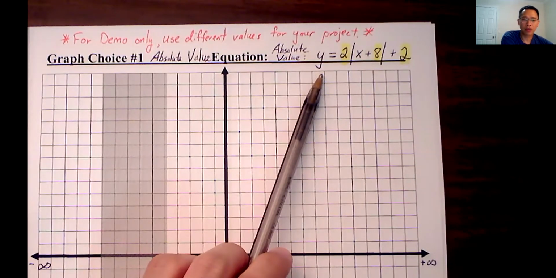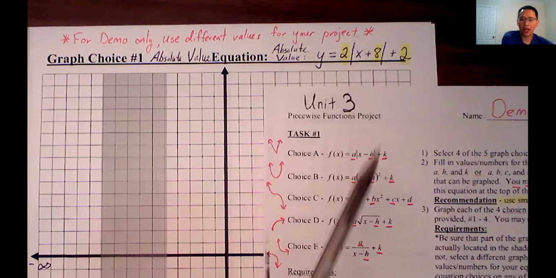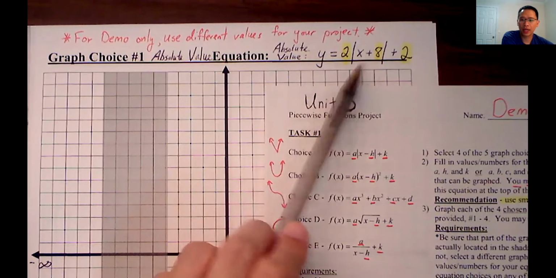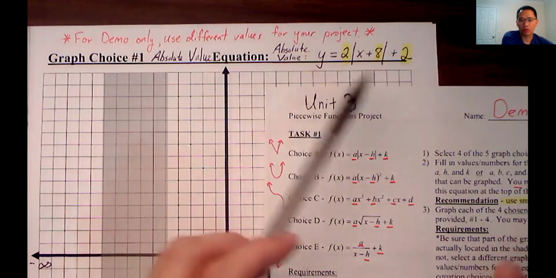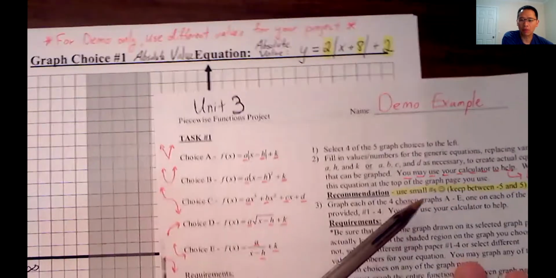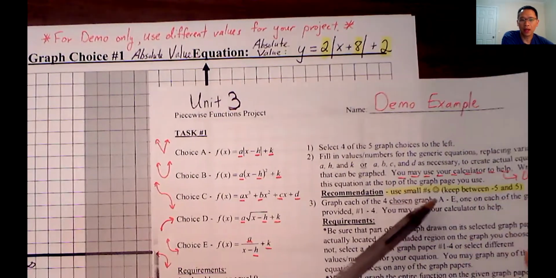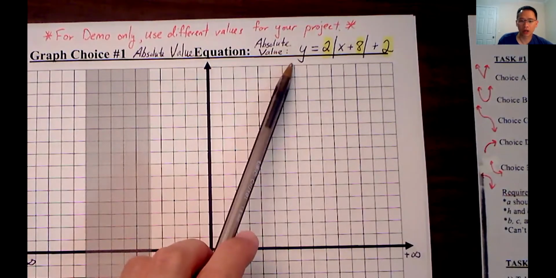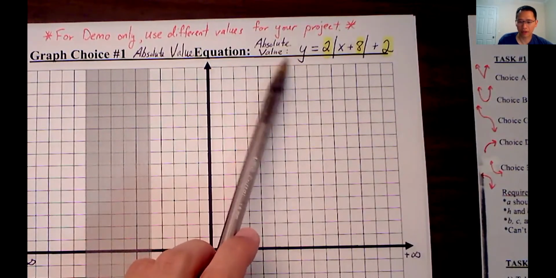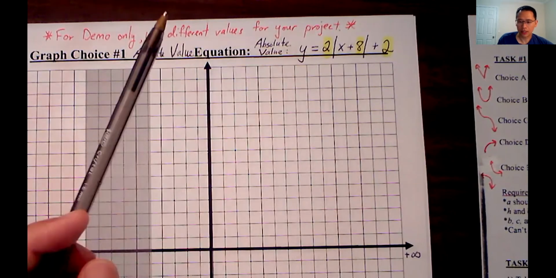So this is an absolute value function. I replaced the a, the h, and the k with 2, 8, and 2. Values can be repeated. We just want to have some variation of values. And now I'm going to show how we can put this into our Desmos calculator.